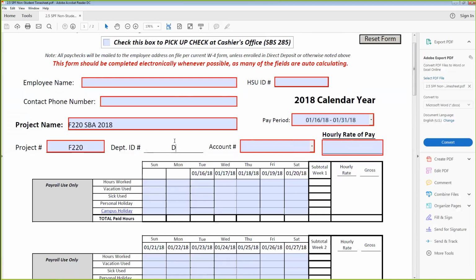We have a department ID, which is 20095. So anything that is SBDC related, we have like 50 grants. They're all going to be under that department ID. Account is the activity. So is this person benefited or non-benefited? And then what their hourly rate is.